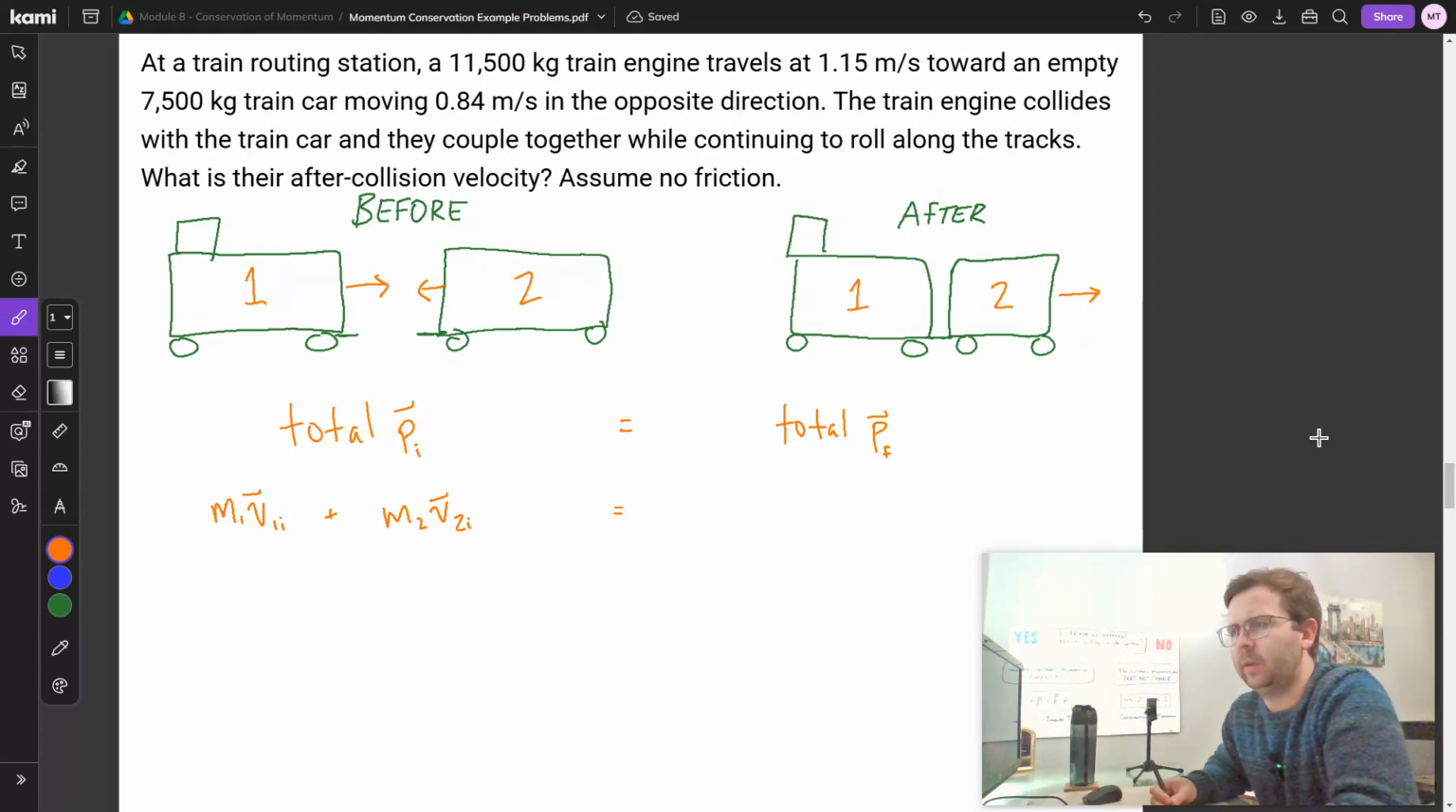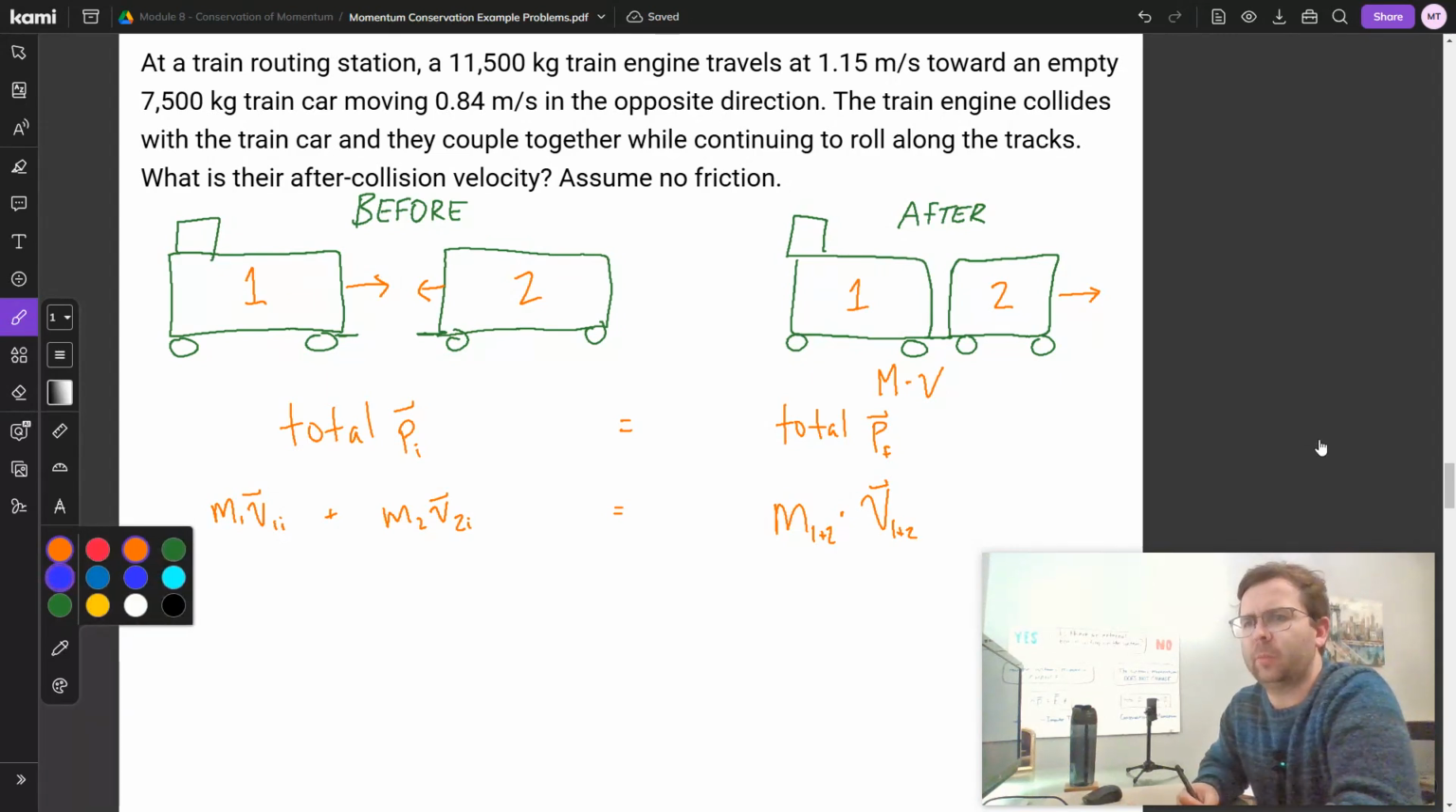And then at the end, they couple together, so they're stuck together. They're considered now sort of one object. And so to find the momentum of this object, we're going to count their mass as one big object times their velocity as one big object. So they're one mass together. I'm going to label it m1 plus 2 times their velocity 1 plus 2.